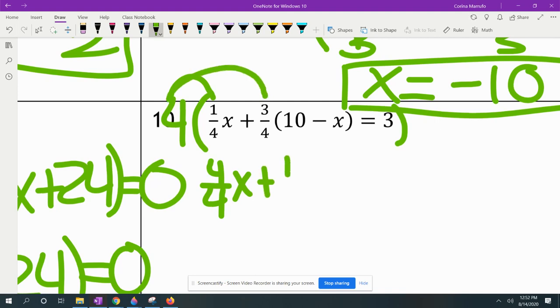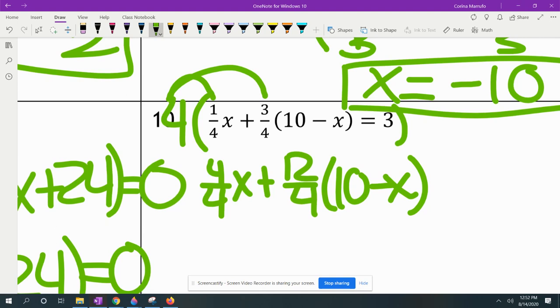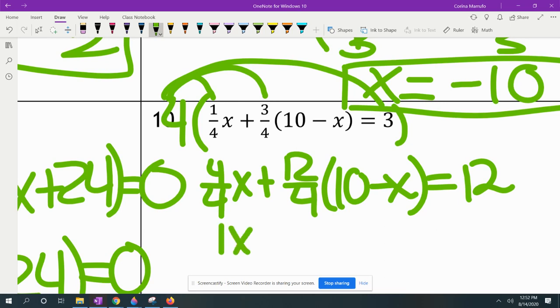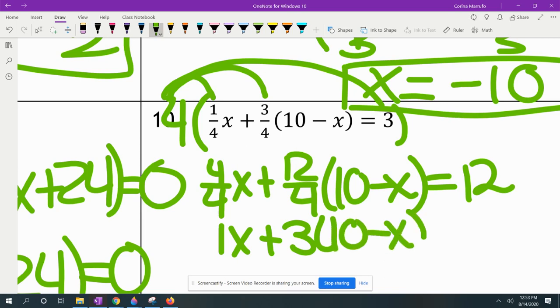So 4 times 3 gives us 12 over 4. Now you don't have to multiply it times the 10 minus x because that's inside the parentheses and it'll later get distributed to each one. So it's equal to, and then 4 times the 3 gives us 12. So 4 divided by 4 gives us 1x plus 12 divided by 4 gives us 3 times 10 minus x is equal to 12.